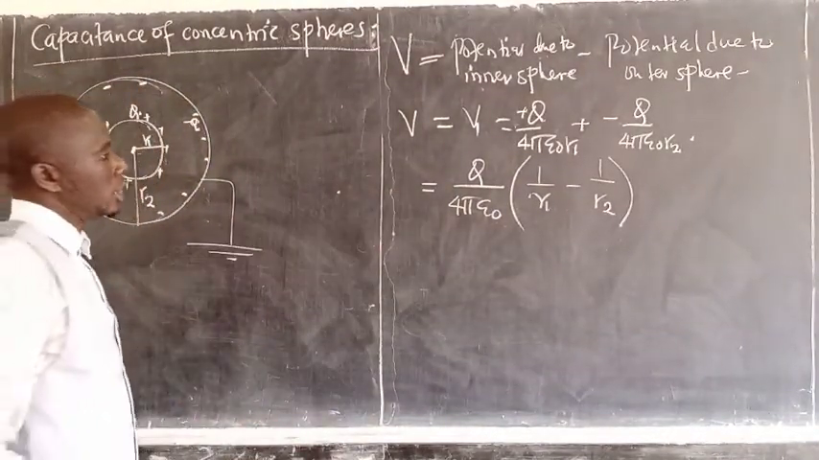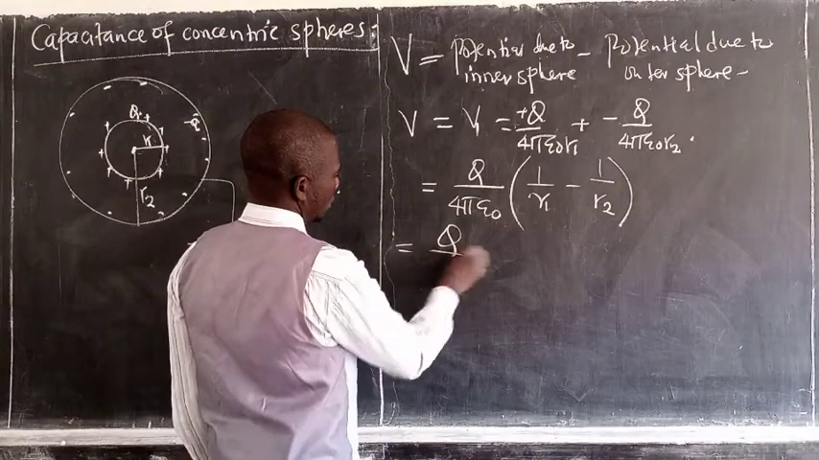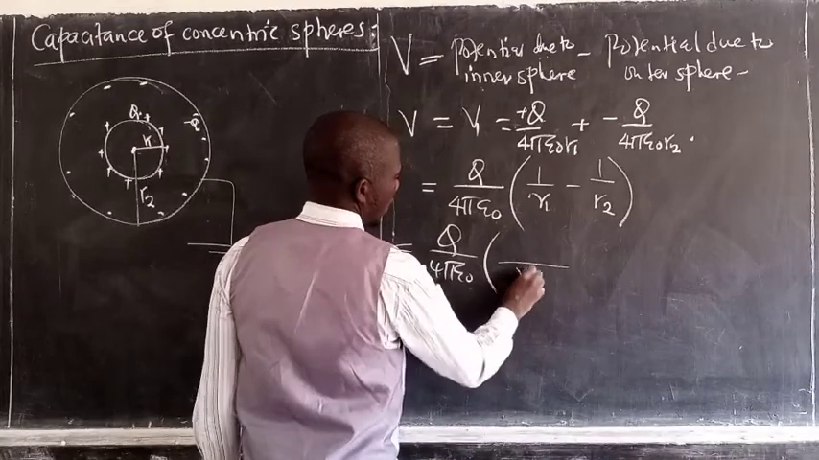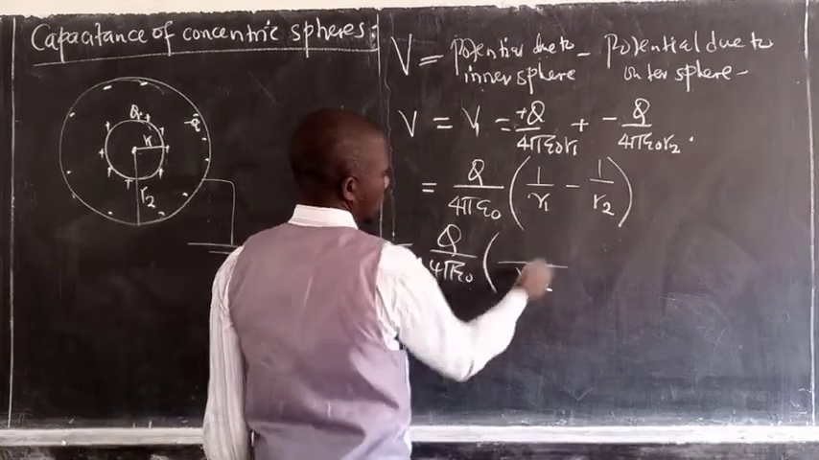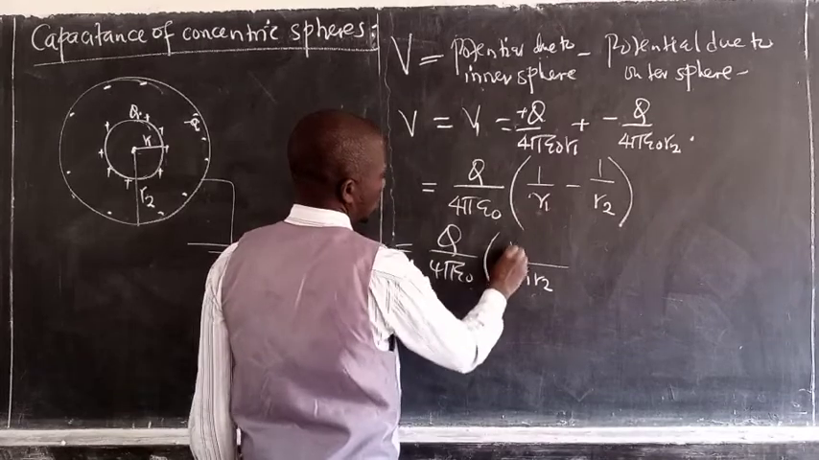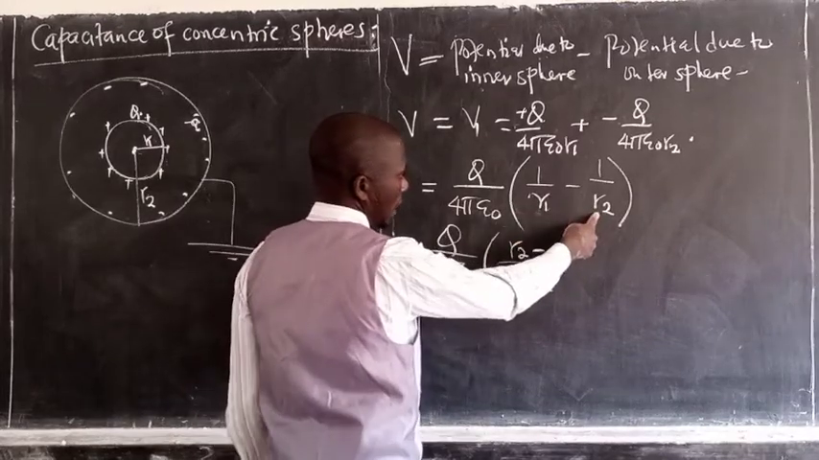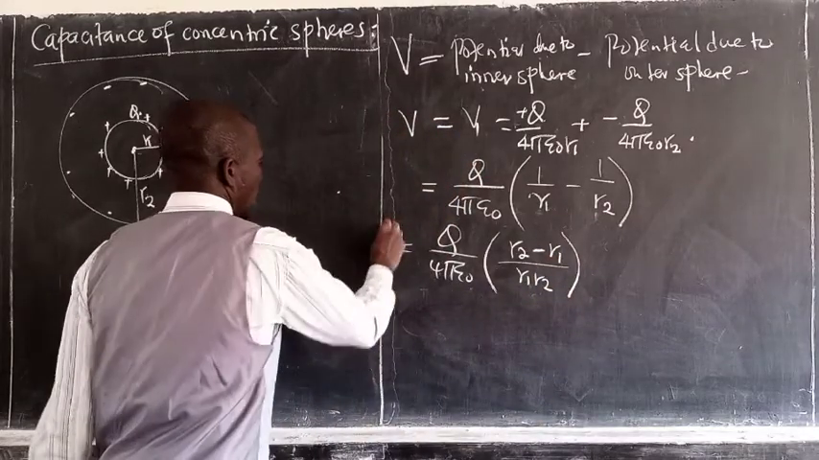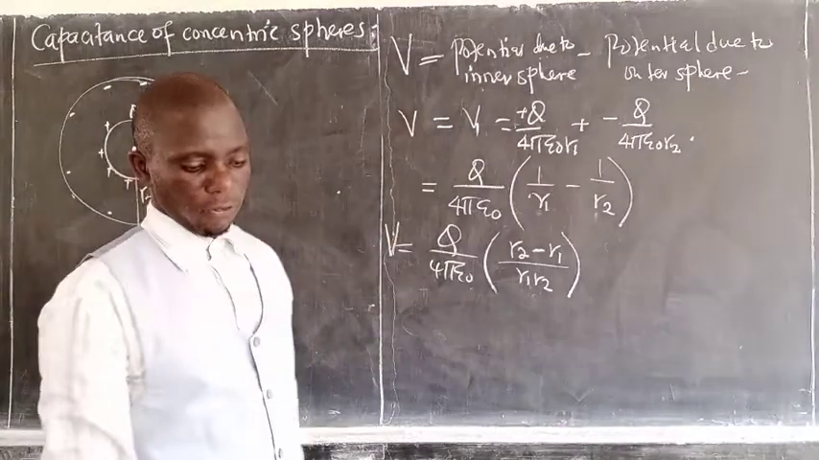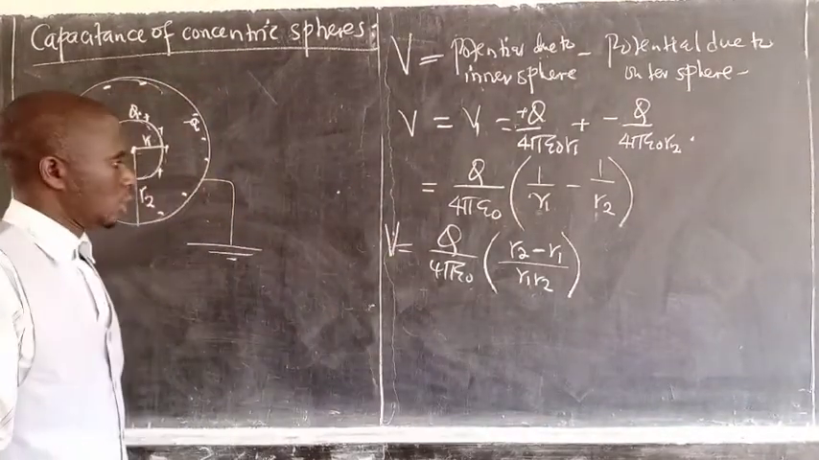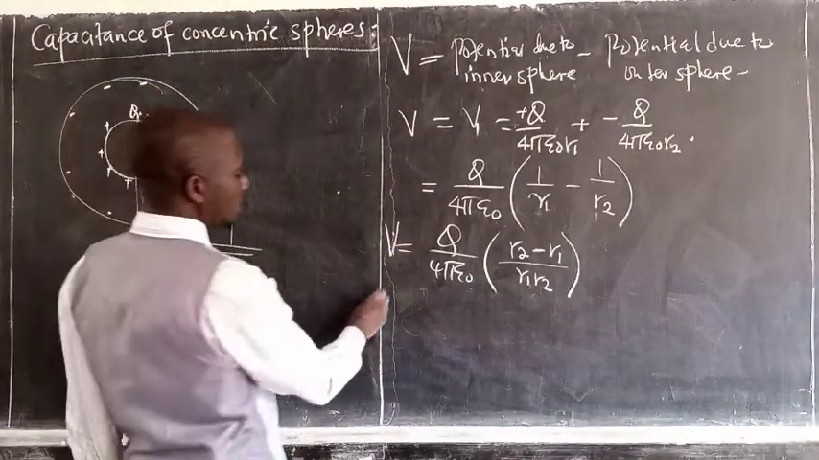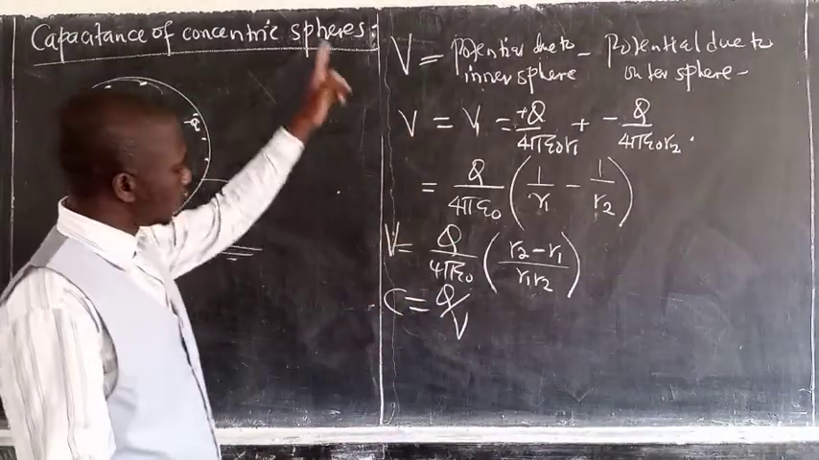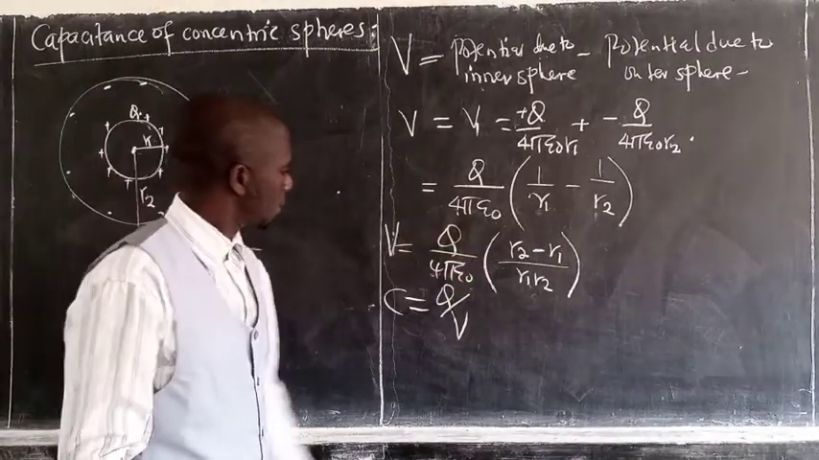And then I can do the LCM. This is charge out of 4 pi epsilon naught, times R1 R2. This divided by this will be R2, R2 times this will be R2. This divided by this will be R1, R1 times 1 will be minus R1. That is the V. That is the potential difference. But we want the capacitance, which is Q out of V.